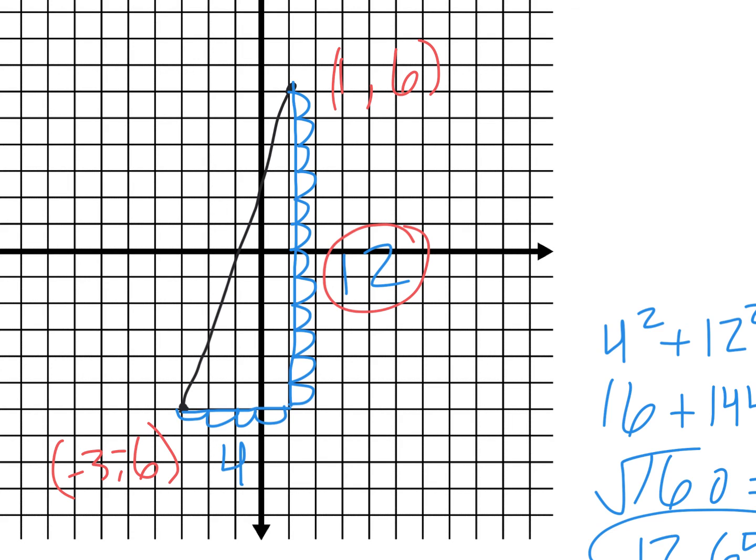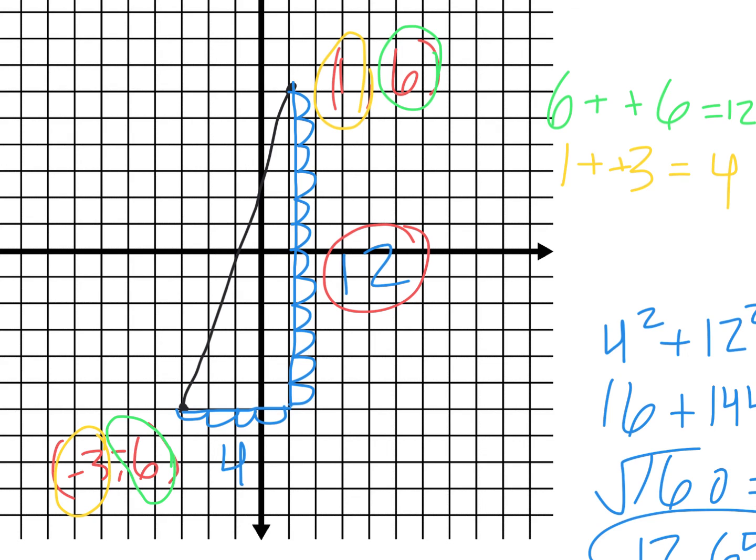Well, what 12 is, it's just the difference in the y values. The vertical distance is the difference in the y values. So my y values are 6 and negative 6. If I were to subtract those, 6 minus negative 6, remember when we're subtracting a negative, we're really adding, and that's where my 12 comes from. Let's see where my 4 comes from. For my 4, if I take my x value, 1, and subtract my other x value, negative 3, 1 minus negative 3 is really like adding, and we get 4.